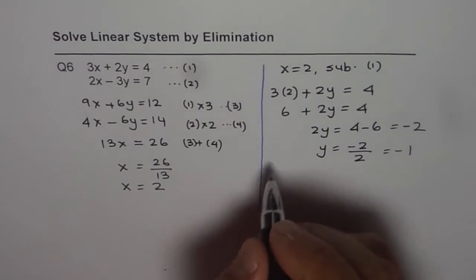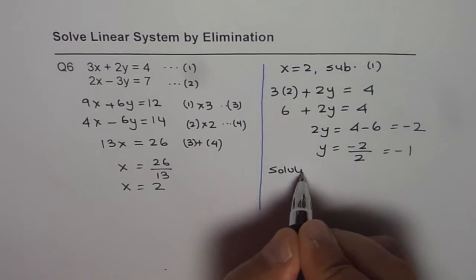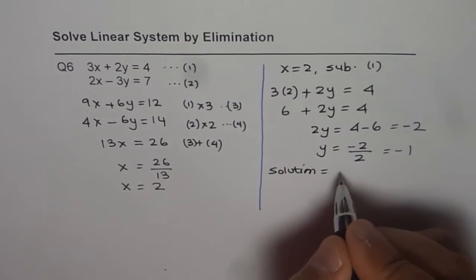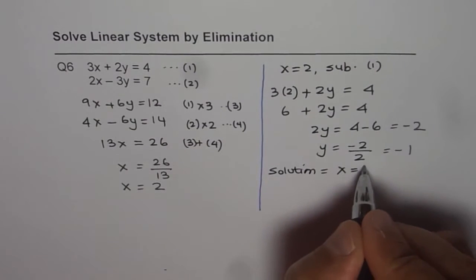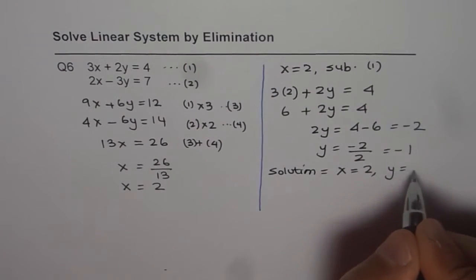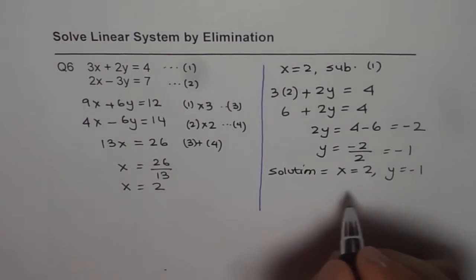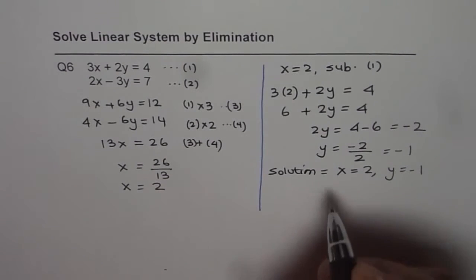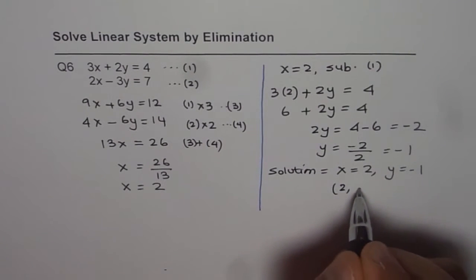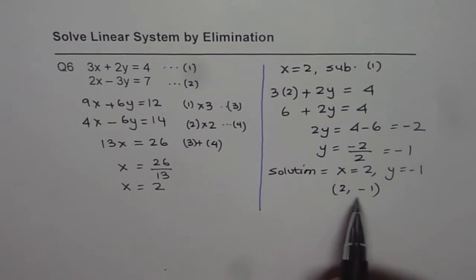So now our solution is x is equal to 2 and y is equal to minus 1. So the point of intersection between these two lines is basically 2 comma minus 1, right? So that forms a coordinate point for these two lines, right? So that is the solution. So this is how we can find solution using method of elimination.